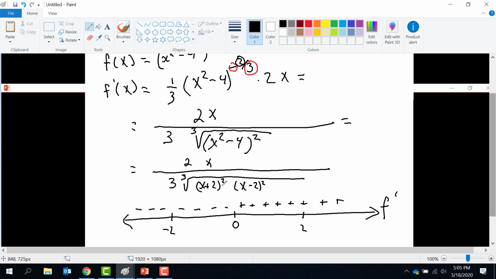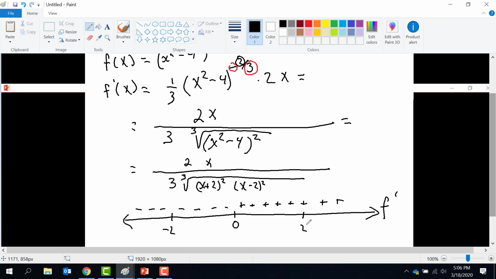Again, -2 makes the denominator 0, and although -2 is in the domain of our original function, it's not in the domain of the derivative. But because the -2 makes the denominator 0 and not the numerator, that means this function here, the derivative, has a vertical asymptote at -2. That means that as we approach this x value of -2, your tangent line has a slope that is decreasing without bound, so it's getting more and more vertical.